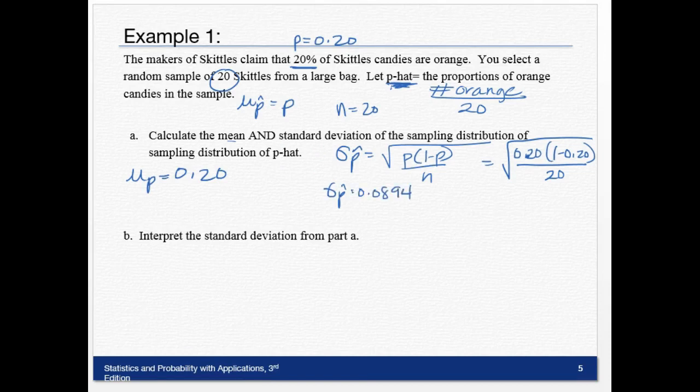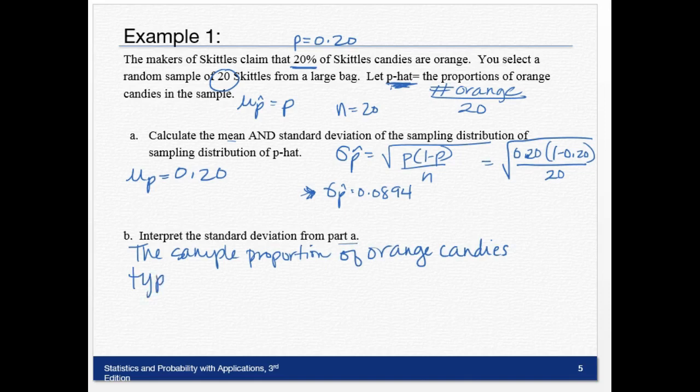0.0894. All right. B, interpret the standard deviation from part A. So here we have to interpret this. Remember, standard deviation is always the typical distance from the mean. So what we would say is that the sample proportion of orange candies typically varies from the mean about 0.0894. Okay, so that's about 8%, 9%. So you will have to interpret some standard deviations after you've calculated them.